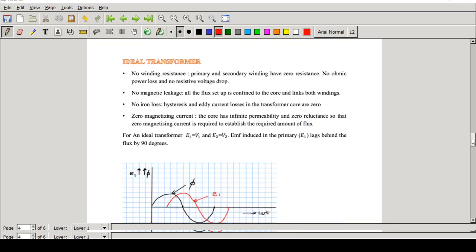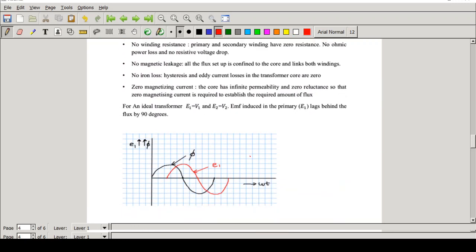Okay. So actually that is shown here. Here you can see the black wave, this one indicates the flux. So how can you represent the induced EMF E1? E1 will be starting from this particular point. So here the angle is 90, that is after 90 degrees. That is, if the flux starts from 0, then the induced EMF will start 90 degrees after the flux. Okay, that is based on the equation. That is what I explained now.